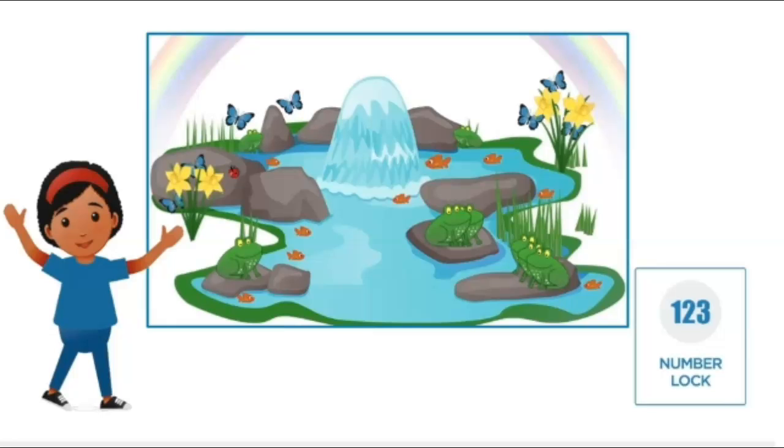Keela loves the pond behind her house. She loves the sounds of the frogs croaking, and she can also hear the fish when they jump in and out of the water. Splat! She is using the fish, frogs, flowers, butterflies, and ladybug as the clue for this number lock. What do you think the 5-digit number is?